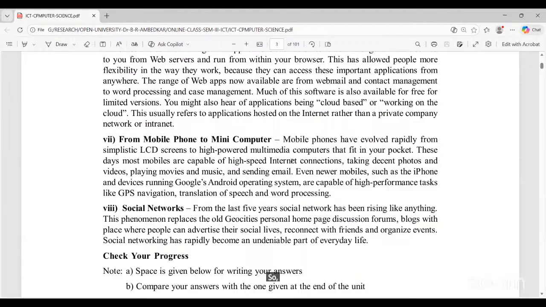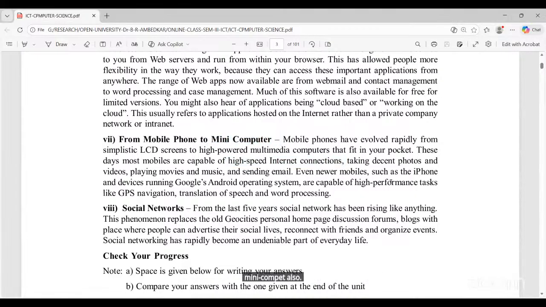So mobile phones nowadays have the capability of high speed internet connections. Nowadays, mobile phones have the 5G network, so they can also access high speed internet connection. When comparing to any other computers, you can access the same. You can also access the same kind of high speed internet connections in a mini computer also.